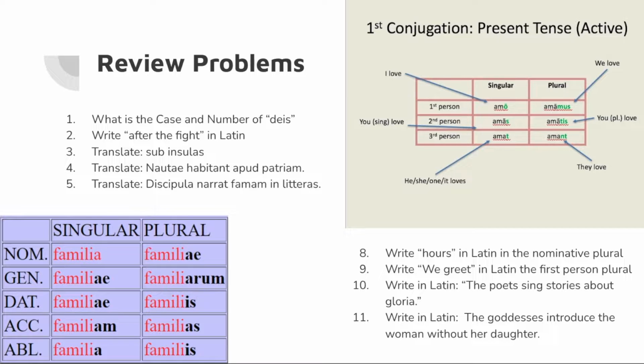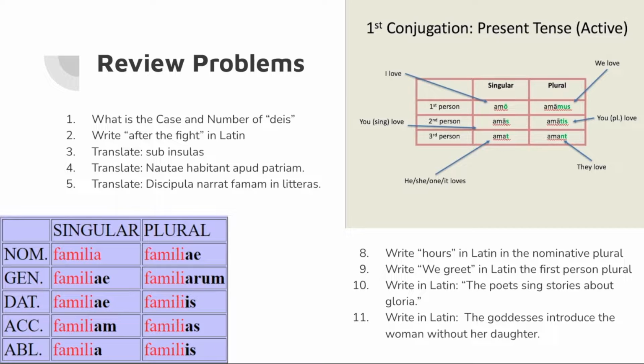Okay, number 10. Write in Latin, the poets sing stories about glory. Poeta means poet, so poetae, the nominative plural, would be poets. And sing is canto. However, you have to make it into the third person plural in order to work in the sentence.